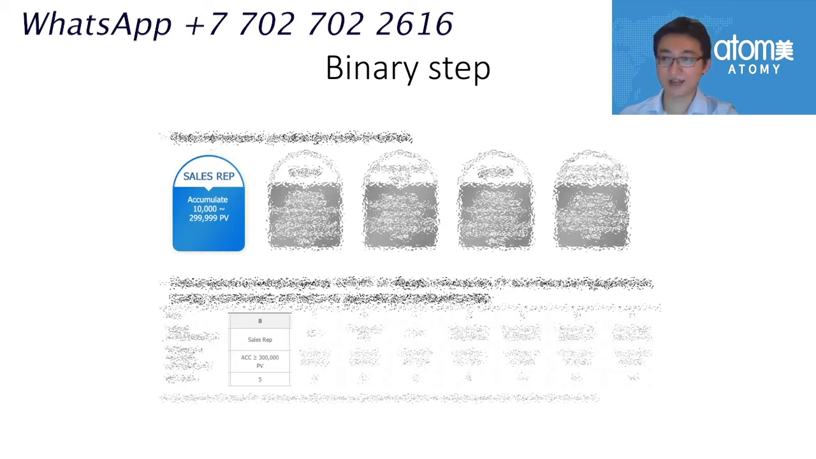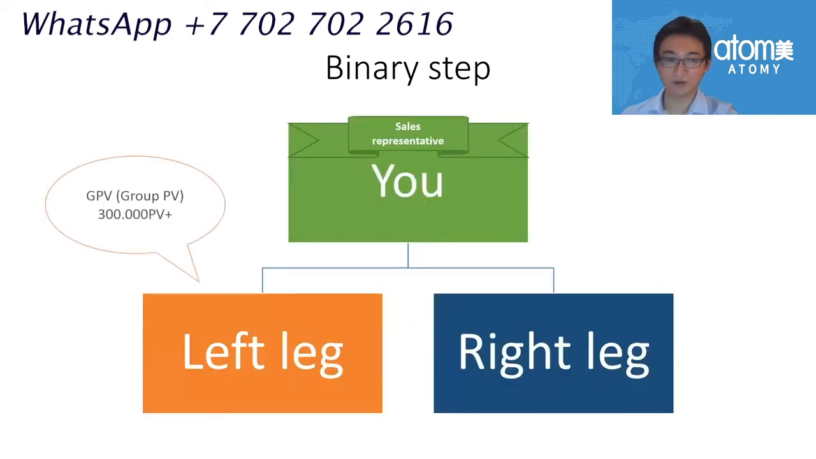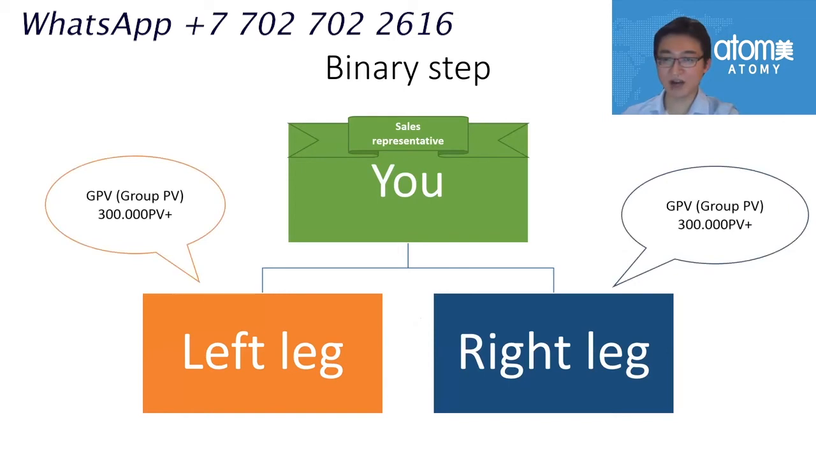PV on your left side and on your right side. So whenever you accumulate 300,000 PV or more in your both legs, the binary step is considered matched, and you receive money from the company. So once again, 300,000 PV on your left and on your right. So like this. So it doesn't matter how much time it will take you to accumulate this much group PV in both of your legs.